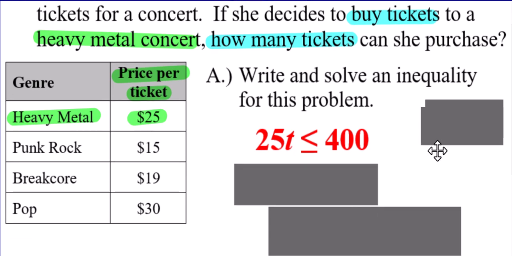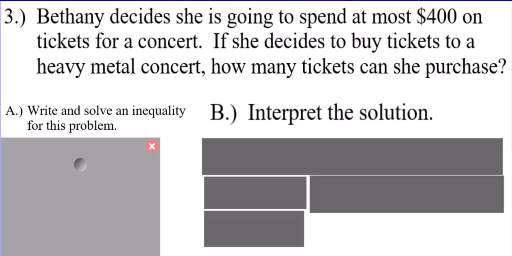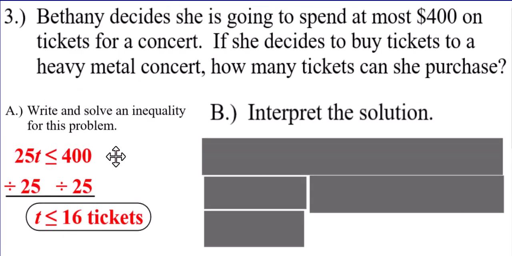Okay, if you had this set up wrong, feel free to hit pause now and fix whatever you got to fix, because I'm going to start solving it. Here we go. Inverse of multiplying is dividing, and that's going to give me T is less than or equal to 16 tickets. Okay, so that's what we got for part A.